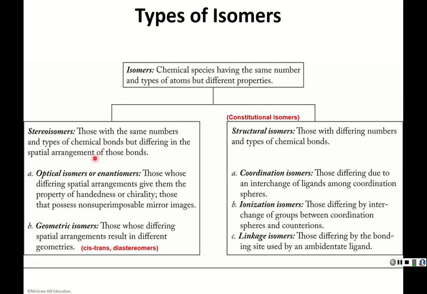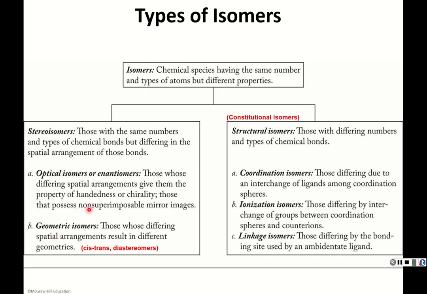Stereoisomers are maybe a little bit trickier because they have the same number and type of bonds, but differ in the spatial arrangement of those bonds. These can be further broken down into optical isomers or enantiomers. Those are the different spatial arrangements that give them the property of handedness, also known as chirality. You can think of them as non-superimposable mirror images.